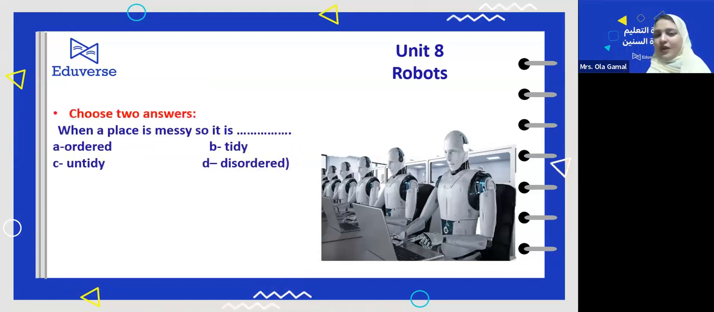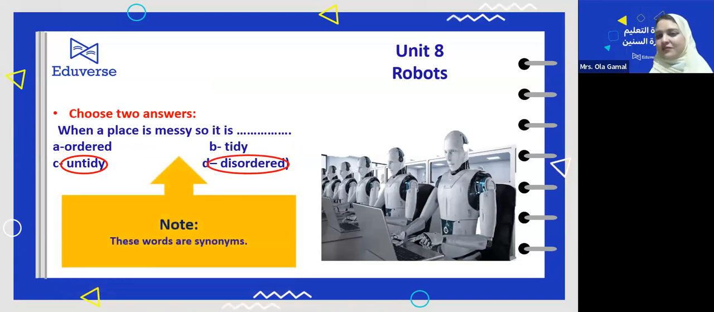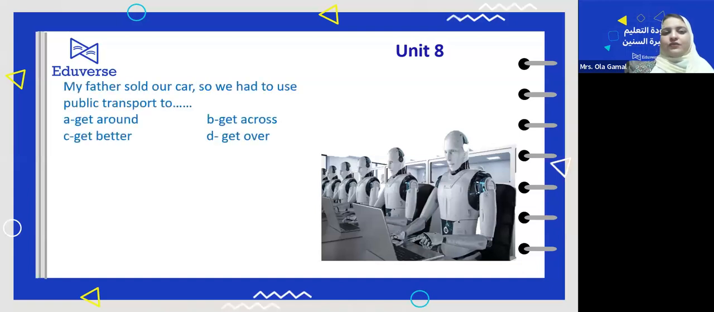And here we're going to choose two answers as well. When a place is messy, it is ordered, tidy, disordered, untidy. So what are the synonyms of the word messy here? Yes, excellent. We have untidy and disordered. So they are synonyms for messy. Let's move to the other question.